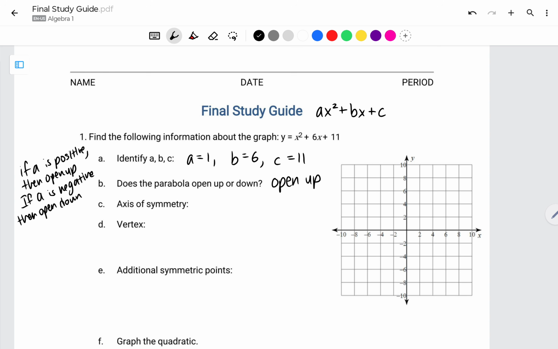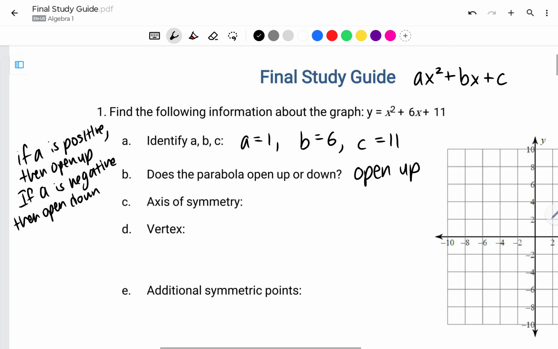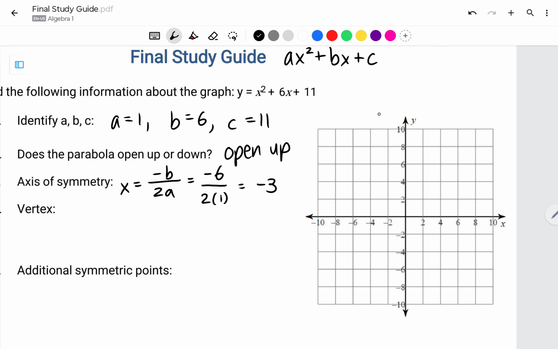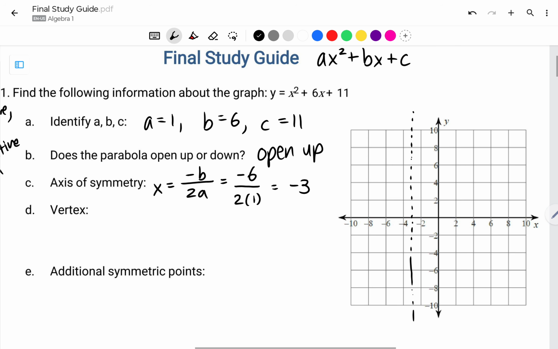Axis of symmetry, how do we find that? You use a specific formula every time. It's x equals negative b over 2a. I know my b is 6 and a is 1, so negative 6 divided by 2, that's negative 3. What does this axis of symmetry tell us? I'm going to create a dotted line at negative 3, and that's exactly the middle of my parabola.